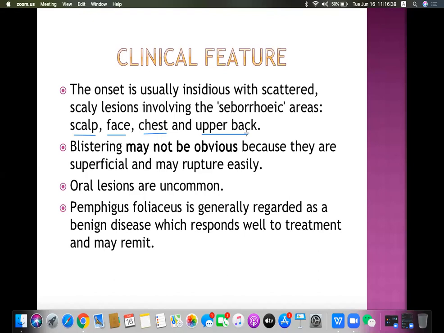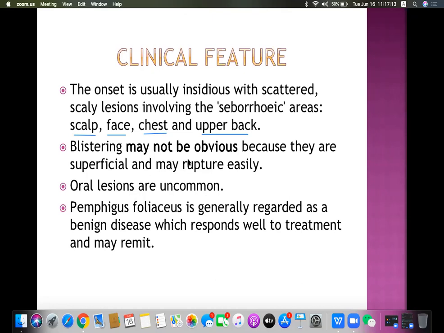And seborrheic dermatitis, which is a very unrelated condition, I'm just comparing the things here so that you can easily remember it. It involves all these areas. Seborrheic dermatitis can affect this area, and in seborrheic dermatitis there is greasy scale formation, that is a hallmark. So scalp, face, chest, and upper back, the same areas are affected by pemphigus foliaceus as well.